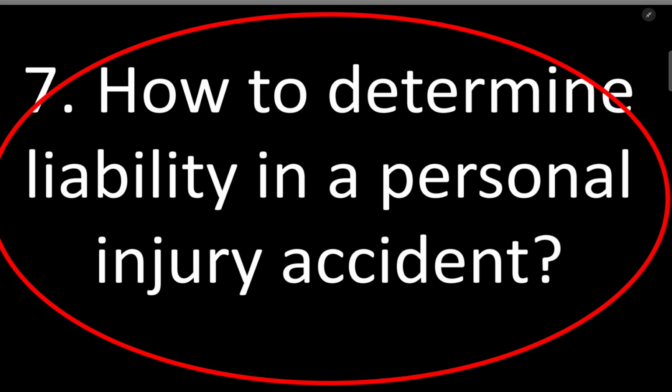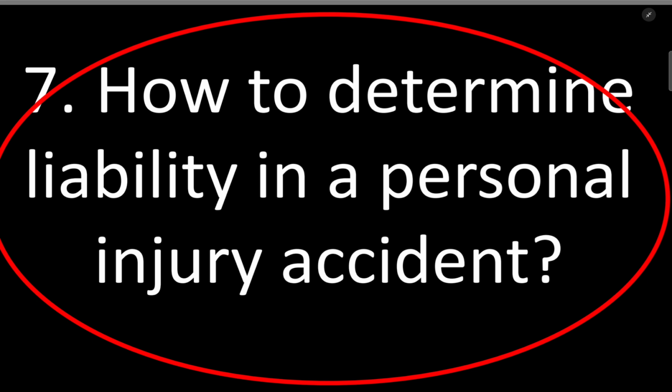However, in other cases, liability can be more complicated. Here are some common parties who might be responsible for an accident. Drivers. In a motor vehicle accident, the driver who caused the accident is typically responsible. However, in some cases, more than one driver may share the blame.